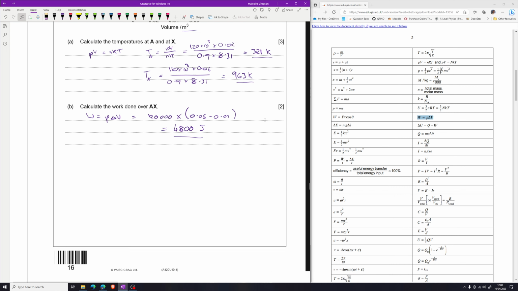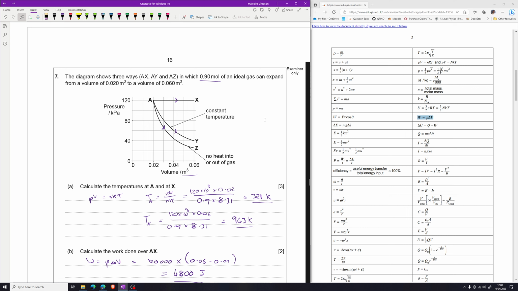So let's go back to the graph and have a think about what's actually happening here. AX happens at a constant pressure. So the internal energy has increased because it's at a much higher temperature at X than it is at A. So U has increased. The work that it has done is large because it's this whole volume underneath the graph, and it was at a constant pressure. So that is a lot of work being done.